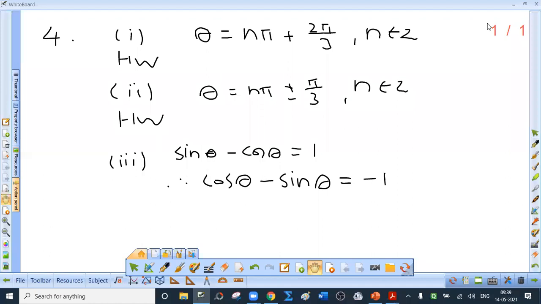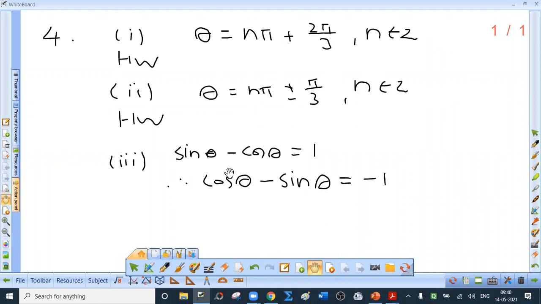Fourth one, find the general solutions of the following equations. First two are simple ones. I have given the answers. First, tan theta equal to minus root 3. This is the answer. Second, tan square theta equal to root 3. Actually, we have done this. 3 is root 3 square. So it is tan square theta equal to tan square pi by 3 and so on. So this is the answer for the second.